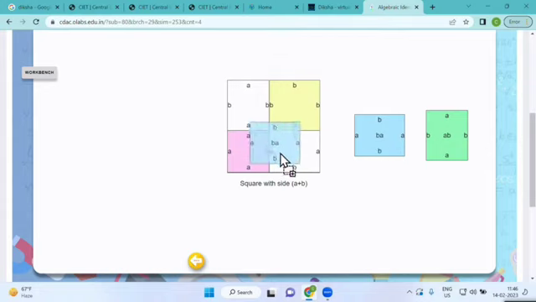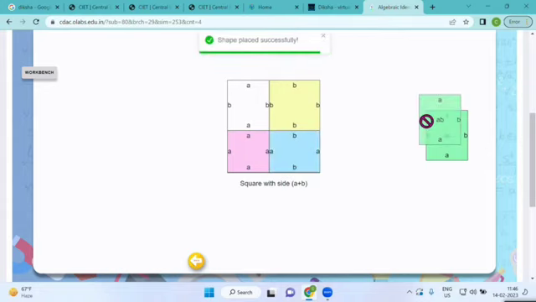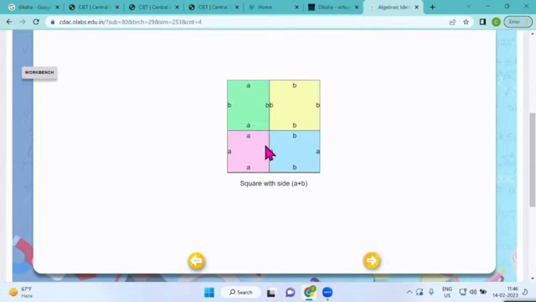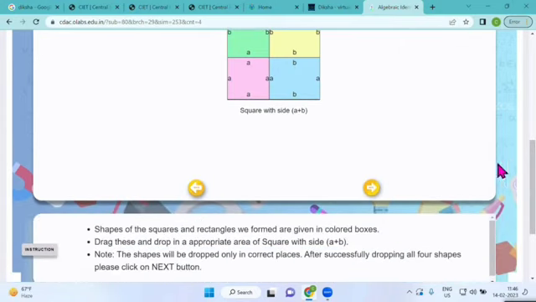So I am fitting in this. All the four figures are fitting in one square box whose area is (a plus b) whole square. From this we can conclude that (a plus b) whole square equals a square plus b square plus ab plus ba. Now we will click on the next button.